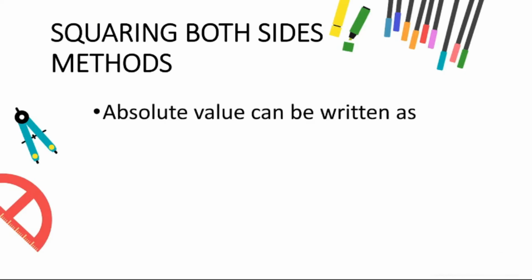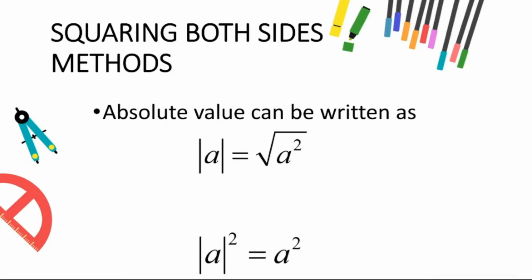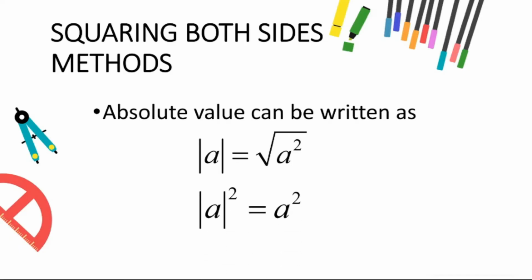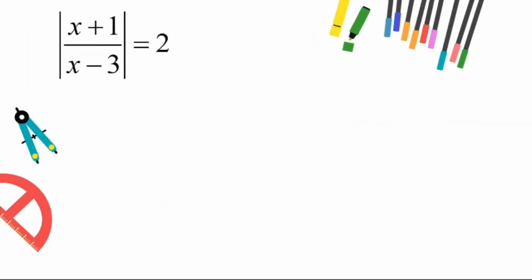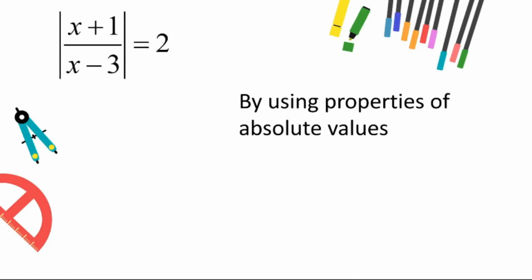Let's look at the squaring both sides method. We know that the absolute value, modulus A, equals the square root of A squared. So if I square both sides, I will get the absolute value of A squared equals A squared. Let's try to solve this example 8e. I have a rational equation here. The absolute value of x plus 1 over x minus 3 equals 2.